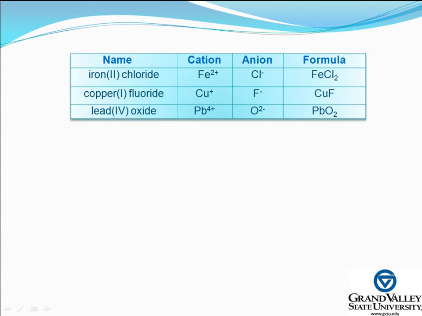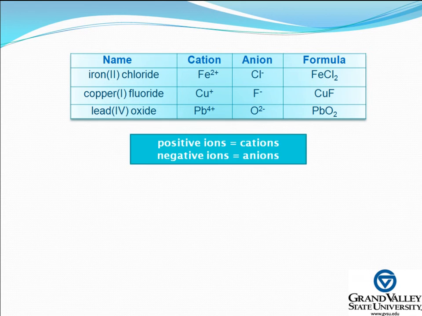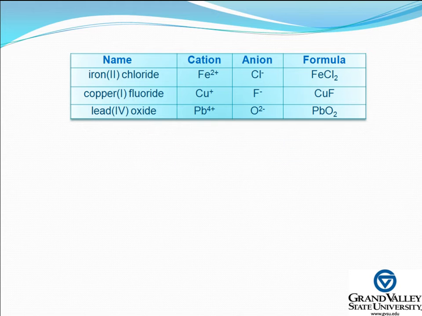Hopefully you've noted that for these ionic compounds, the first element in the formula was a transition metal and the second was a nonmetal. Also note that positive ions or cations were metals, and the nonmetals form negative ions, also called anions.